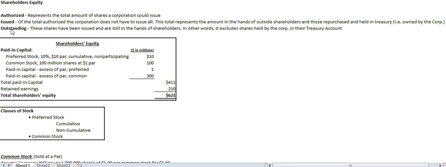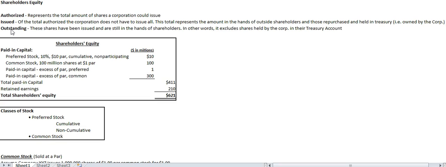So in a sense, these shares are outstanding, but they're owned by the company. So they're not going to be counted as outstanding. I should say these shares are issued, but they're owned by the company, so they're not going to be counted as issued. Okay, at least they're not going to be counted in the outstanding section, I should say.